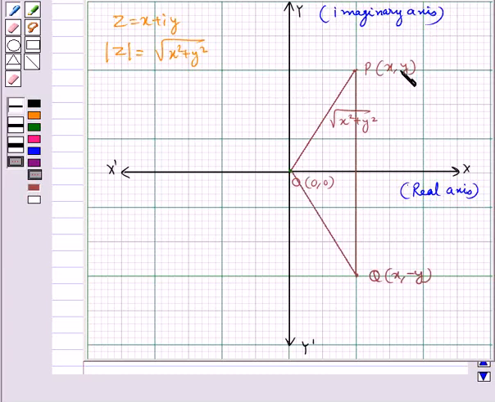Point P is the representation of the complex number Z, and point P has coordinates X and Y. Now, the conjugate of the complex number Z, that is Z bar, equal to X minus iY, is represented by the point Q with coordinates X and minus Y. This point Q is the mirror image of the point P on the real axis.